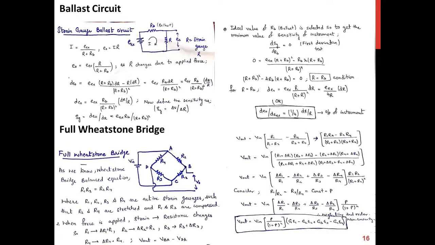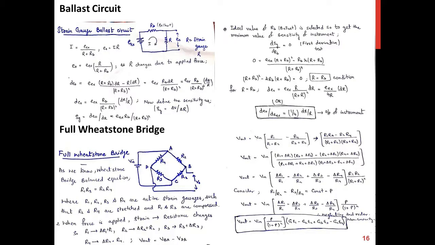We have the ballast circuit. The strain gauge ballast circuit consists of simple circuitry involving the input voltage and a ballast resistance in series with the strain gauge active resistance, and we want to measure the output voltage E0. We apply the simple Ohm's law and we get this relation of the output voltage, and as we know that a change in resistance results in a change in the output voltage, we simply take the derivative of the above expression by applying the quotient rule, and we end up with this relation. And we now know that sensitivity is the change in output voltage per change in resistance, so we get this relation by putting in the values of the differential V and differential R.